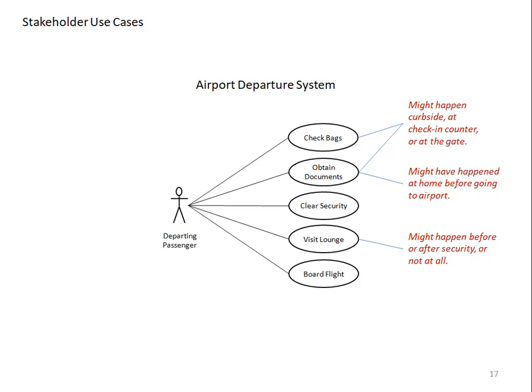Even when I'm doing them in order, the fact that I've checked my bags and obtained my documents doesn't necessarily tell me when I'm going to try to clear security. It doesn't tell me if I'm going to go to a lounge or not. So these processes are more independent than they are not, and therefore grouping them together would actually be a disservice to the process design. So that challenge of knowing when to put process steps together in fewer of them or when to split them apart into more of them is a nuanced skill set.